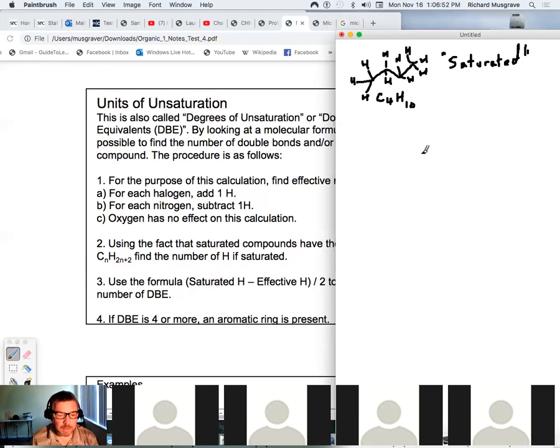You might have heard of polyunsaturated vegetable oils, right? Well, that just means vegetable oils that have lots of double bonds in them. They don't have as many hydrogens as they possibly could have. Now, if I was to turn one of those single bonds into a double bond, you'd notice that it would cost me 2 hydrogens to do so. So that's not saturated anymore. That'd be C4H8.